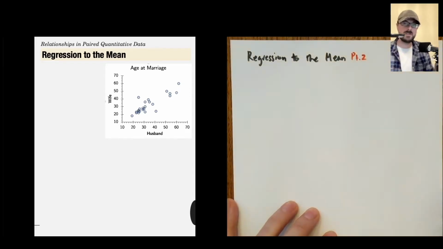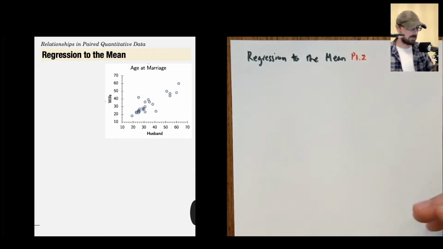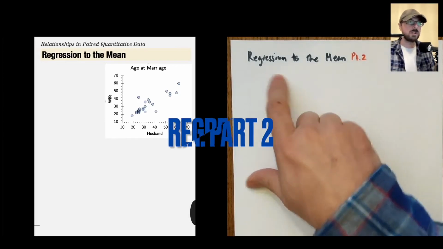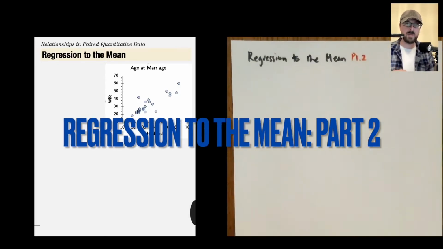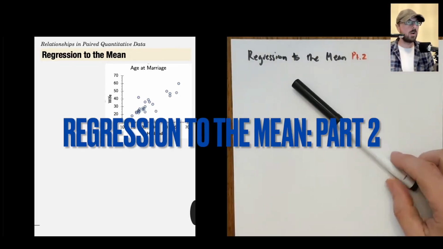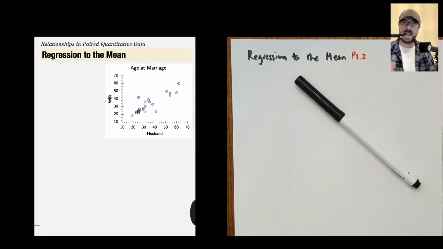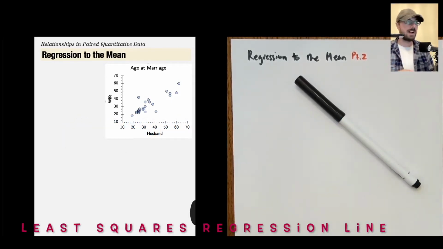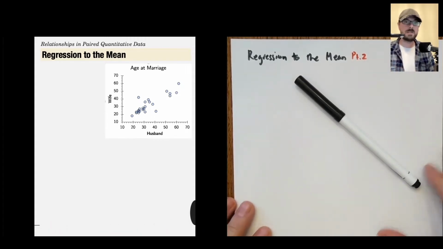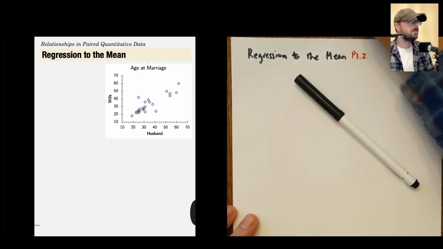Good day, statisticians. In this video, we're going to continue where we left off in the last one, thinking about regression to the mean, and this is regression to the mean part 2. But in particular, our goal in this video is going to be to develop the actual equation of the least squares regression line based on regression to the mean.